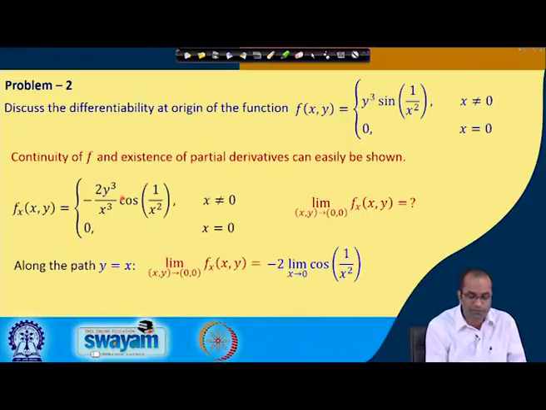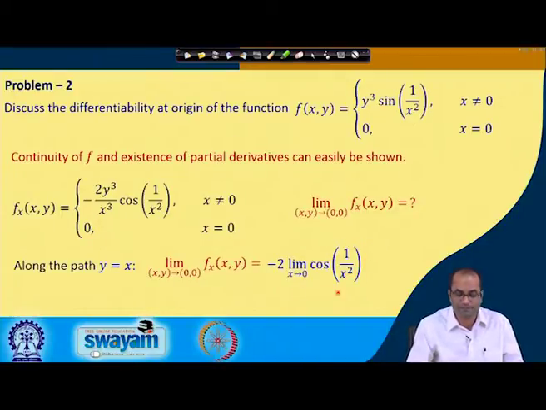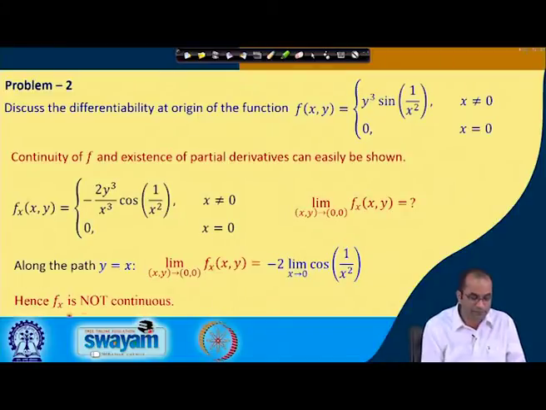This limit will be minus 2 times cos of 1 over x squared, as x goes to 0. So, in this case this limit does not exist. Clearly one can see that cos of 1 over x squared is not a definite value. So, this limit does not exist along this particular path itself. So, we can say that the limit of f_x as (x, y) goes to (0, 0) does not exist, and hence f_x is not a continuous function in this case. So, it does not help us prove the differentiability of this function at this point.